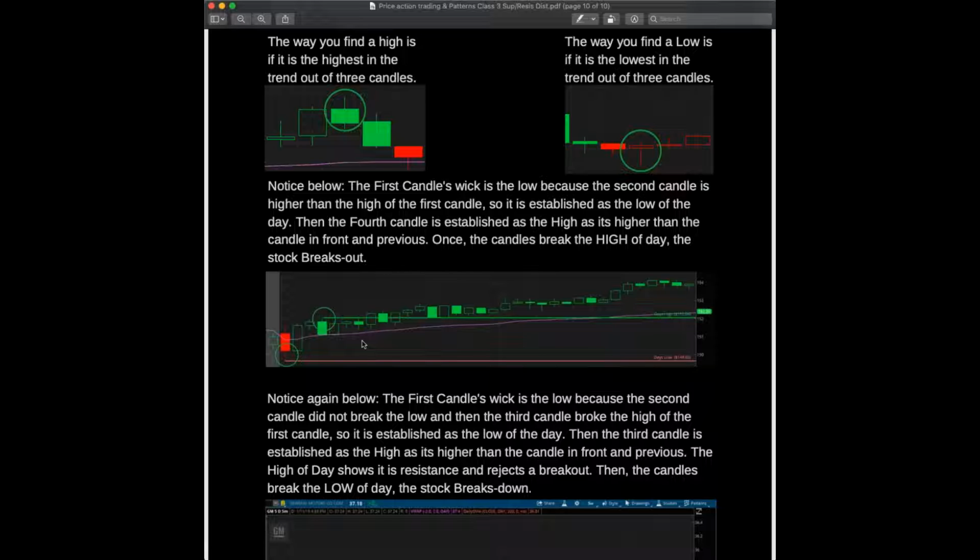Now the same thing goes for that day's low. If that day's low is broken to the downside, well, now we're not making higher highs or higher lows. We're making lower lows and lower highs. So if we break that day's low, we're going to be in a bearish breakout because we're downtrending, making lower lows and lower highs. Okay.